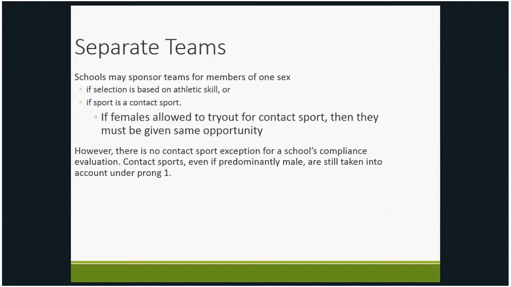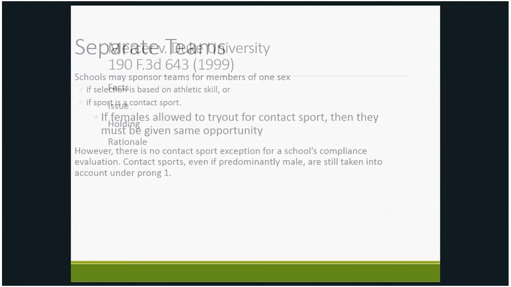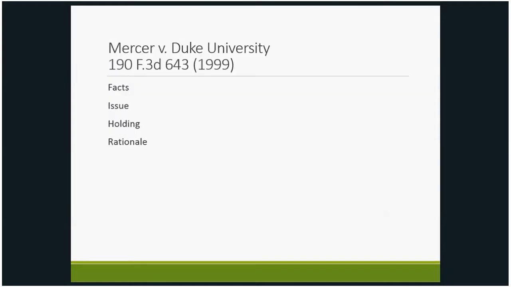However, there's no contact sport exemption for the school's compliance evaluation. Contact sports, even if predominantly male, are still taken into account under prong one. That's that football influence that we're still, after all this time, trying to come to grips with, the fact that football has 85 different scholarships. We're looking to be compliant even with that at a D1 level. Mercer versus Duke University highlights this idea of a female trying out for a male sport.